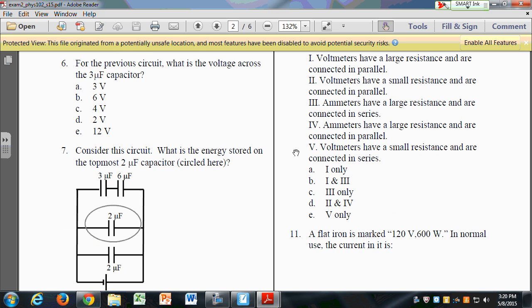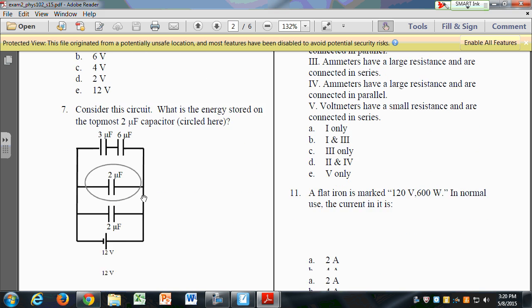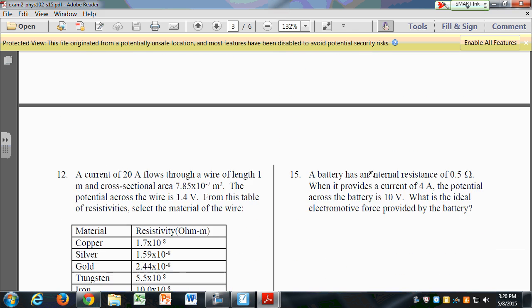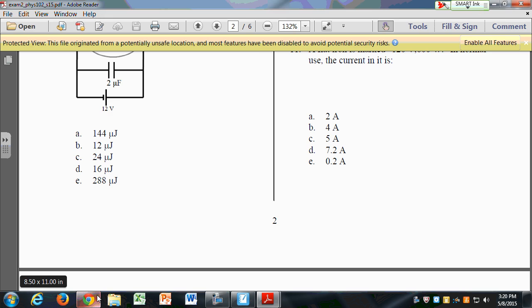Knowing about voltmeters and ammeters, all these circuits, power. Is the power equation on the equation sheet? I'm pretty sure it is. Let's double check.